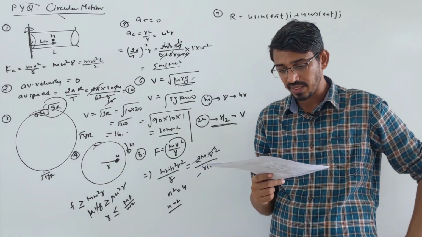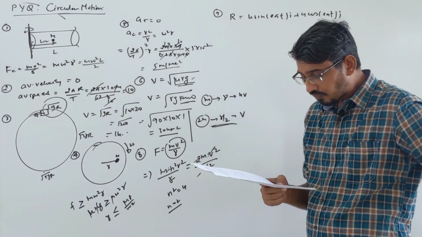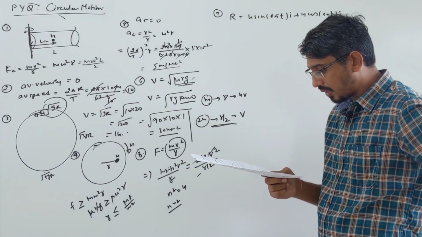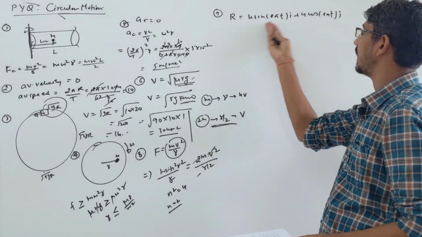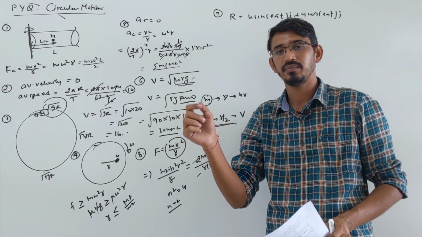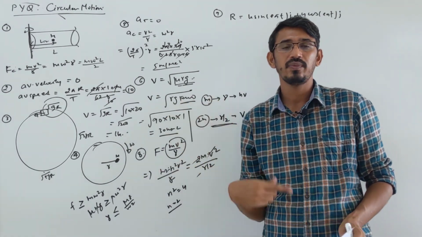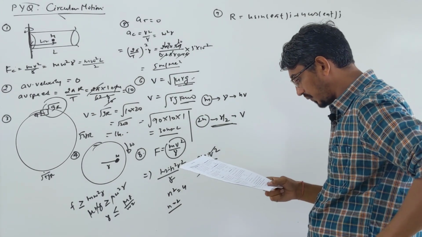Which of the following statements is wrong for this motion? Which statement is wrong, they're asking. Path of the particle is a circle of radius 4 meter. Yes, this is the equation of a circle actually, like r is equal to a sine theta plus b cos theta. That's called the equation of a circle in vector form. So the first is correct.